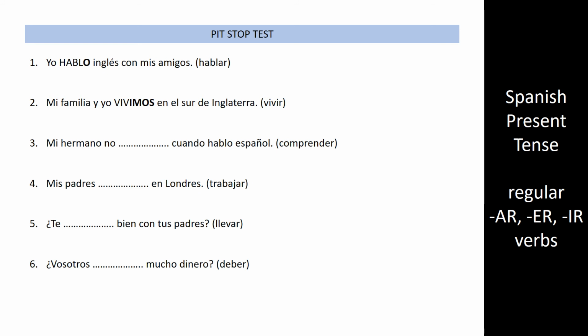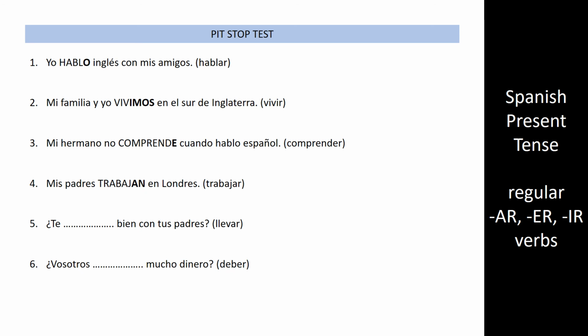Number three, mi hermano, my brother, so that's he. Comprender is an ER verb, so no comprende. My brother doesn't understand when I speak Spanish. Number four, mis padres, so my parents, so that's they. Trabajar is an AR verb, so it changes to trabajan. Mis padres trabajan. My parents work in London.